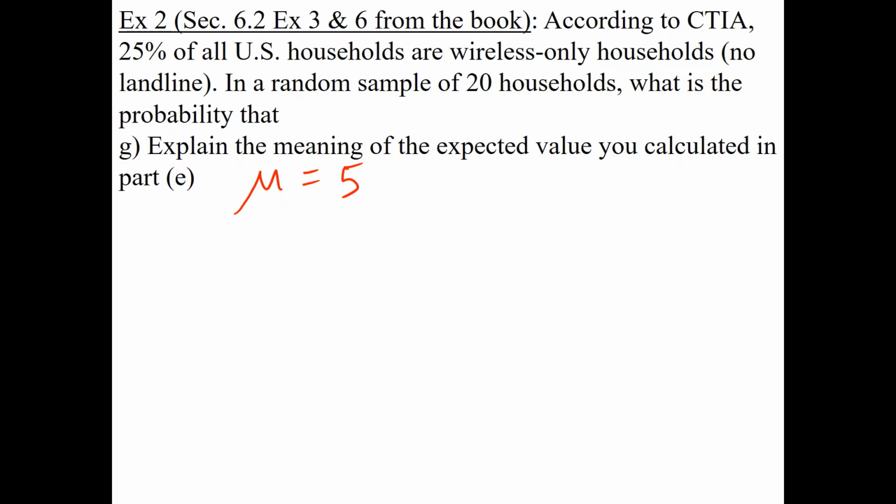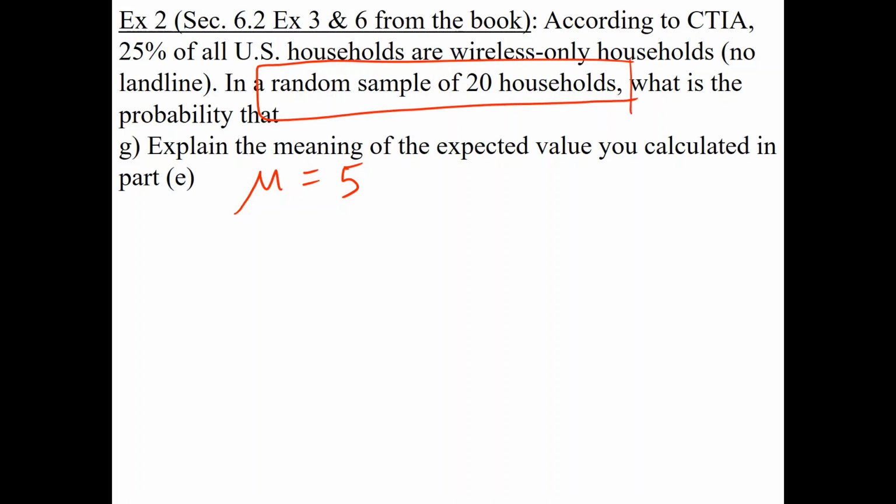But again, what does that mean? You expect 5 to be wireless only. What if you get 8? What if you get 6? What if you get 18? Are those okay? What does it really mean to expect? What it really means is on average, mu is an average. So it means if you do this many times, if you randomly sample 20 households many times.